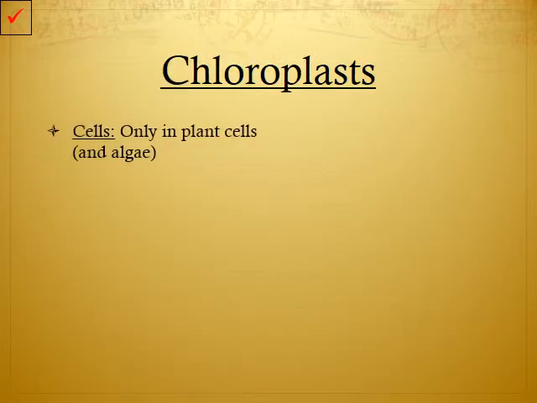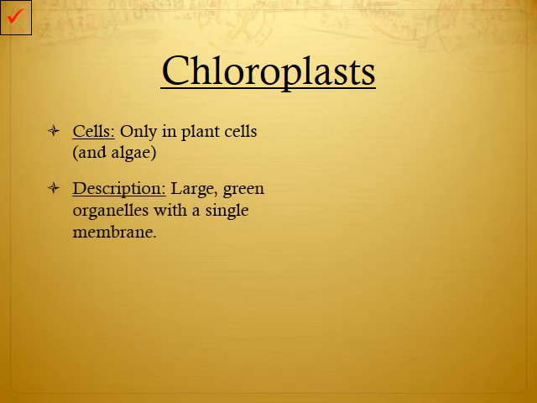Chloroplasts. Now chloroplasts are found only in plant cells, and, well, algae. And some photosynthetic bacteria, if you wanted to go ahead and get specific. So the description here is these are large green organelles with a single membrane.